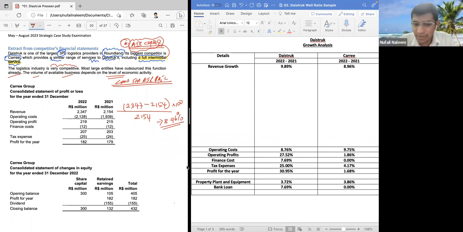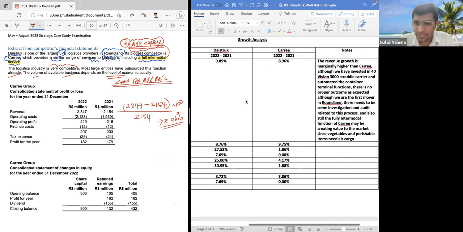Can I quickly get a confirmation from you all in the chat box if you are clear with that calculation? It's not the revenue share. Revenue share in the market is different. This is the revenue growth. Thank you very much, students.